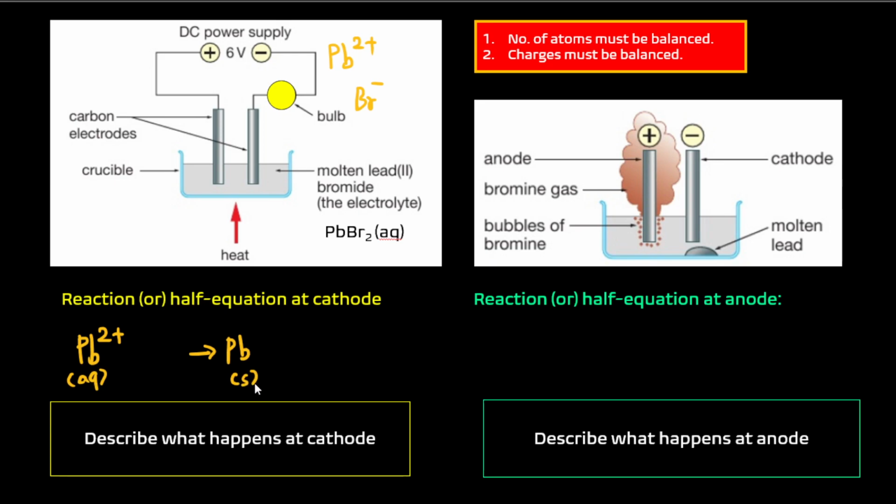But you will notice here that the charges are not balanced yet because this has positive 2 and this is 0, and that is why we need to add 2 electrons on the left side. For the reaction at the anode, Br- is a negative ion, so it will be attracted towards the positive electrode, which is the anode. So Br- will become Br2 gas.